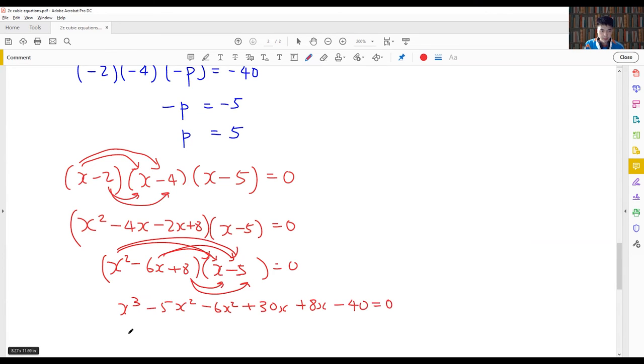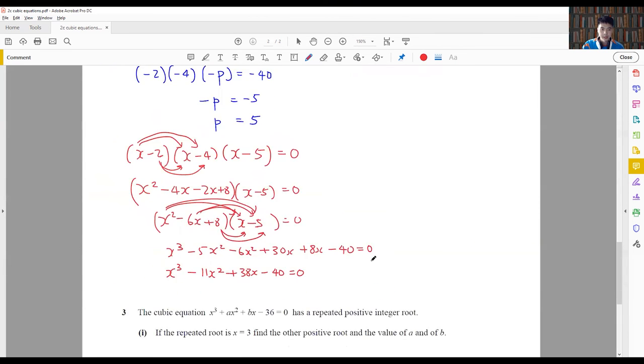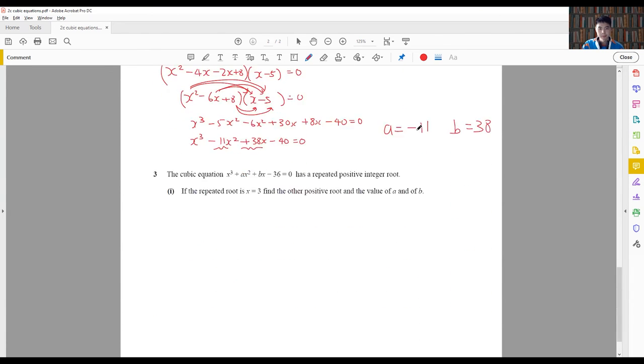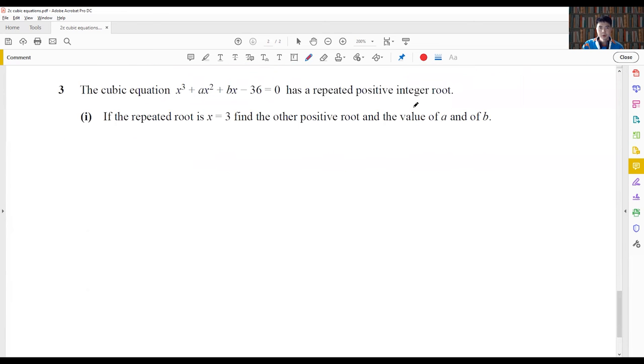From here, simplify your cubic equation: x cubed minus 11x squared plus 38x minus 40 equals 0. And then lastly, state the values again. a, which is the coefficient of x squared, is equal to -11. b, which is the coefficient of x, would be equal to 38. Okay, simple. One last example for this video.